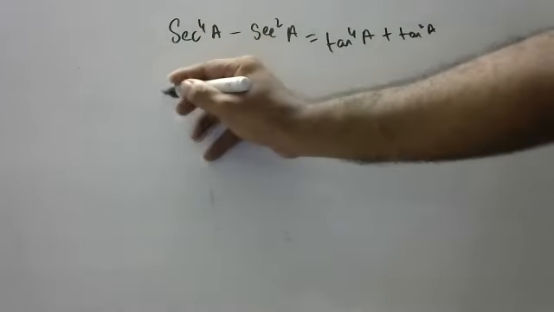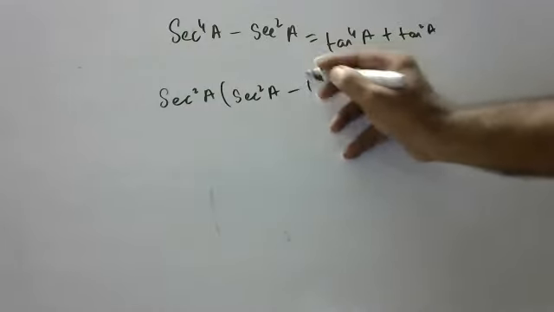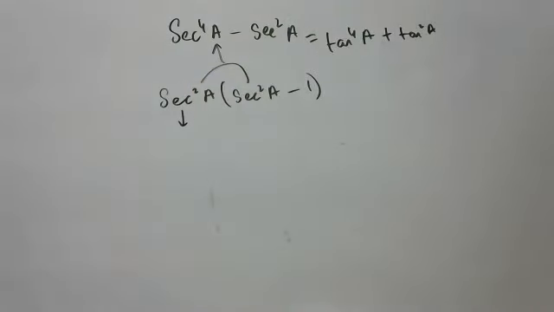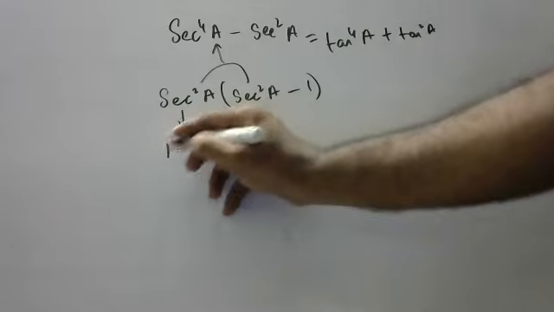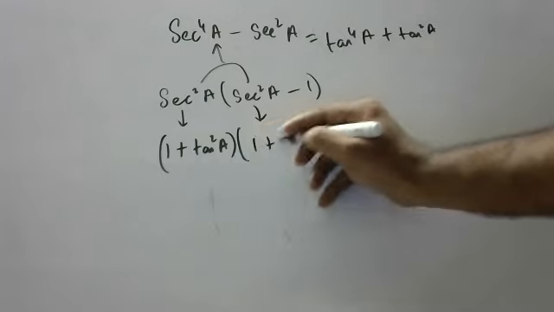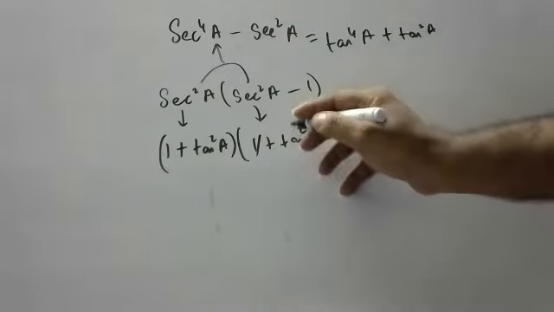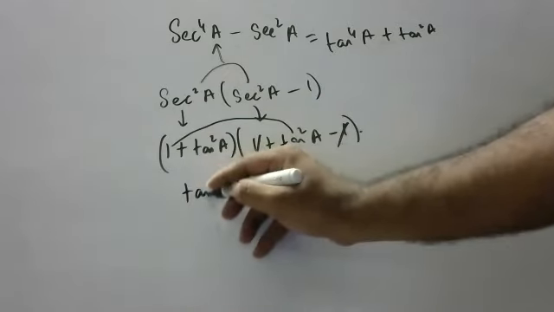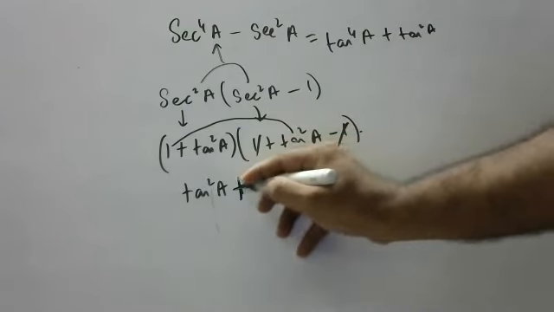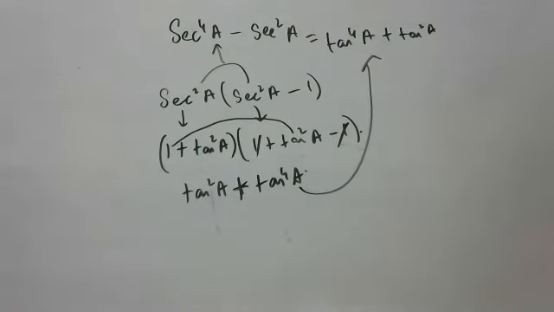So in this and in this, who is common? Secant square A is common. Secant square A into (secant square A minus 1), because this into this is secant 4, and this into 1 is secant square. What is secant square, anyone? 1 plus tan square A. Plus 1 minus 1, cancel. Tan square into tan square is tan 4A. Hence proved. So here our program was we have to remove secant.